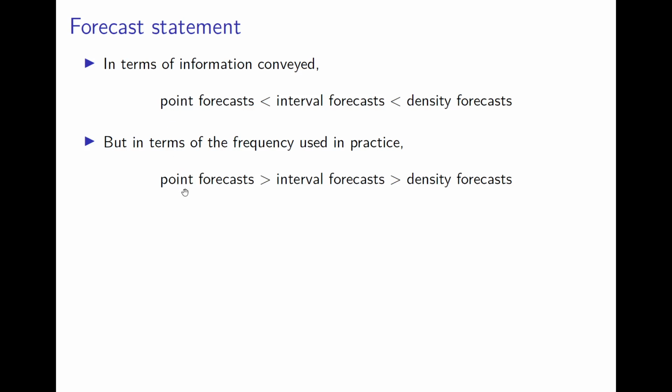Point forecasts are the most common, then intervals, and then density, right? More frequent, less frequent, and very rare, okay? Least information, more information, and maximum information. So as far as this class is concerned, we're really just going to focus on point forecasts and interval forecasts.